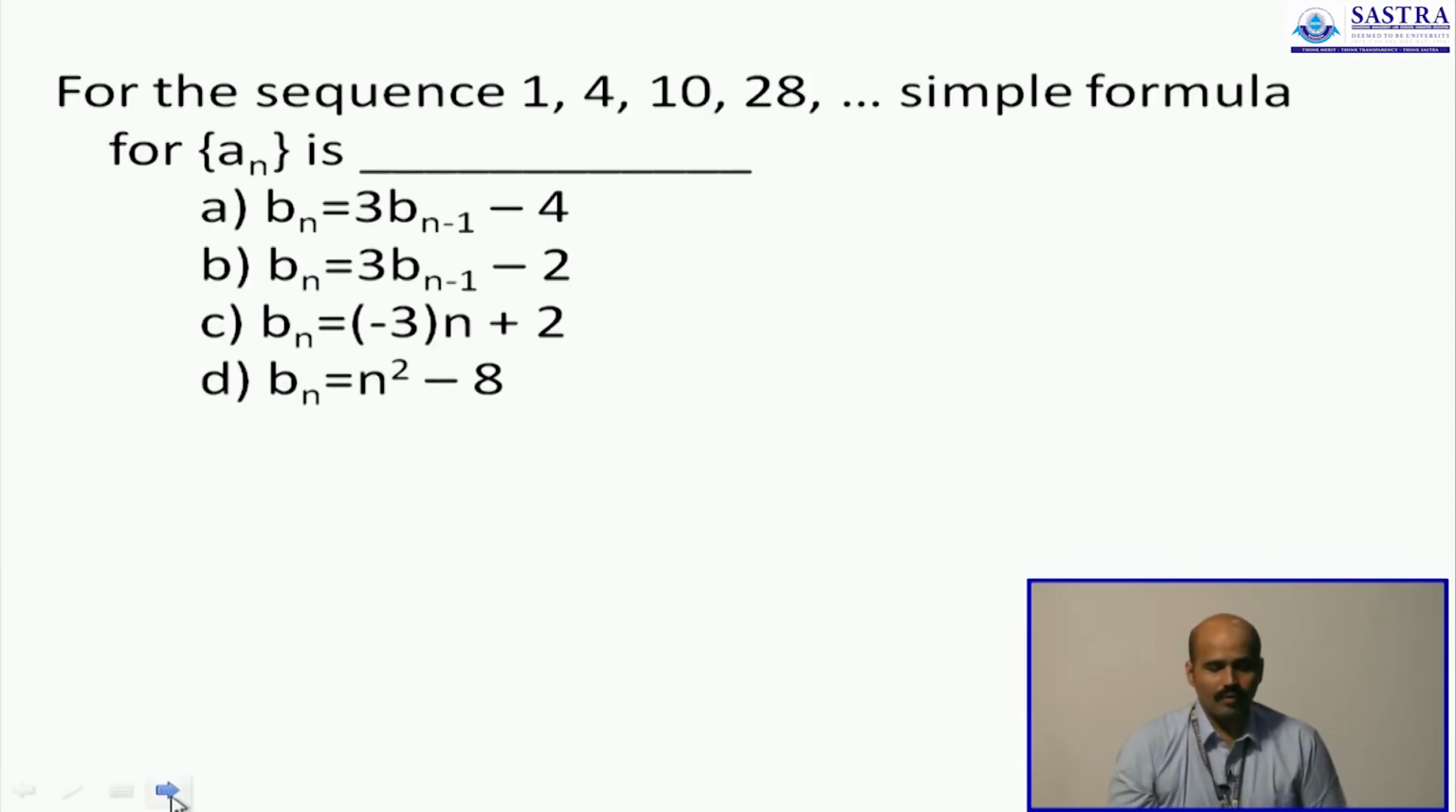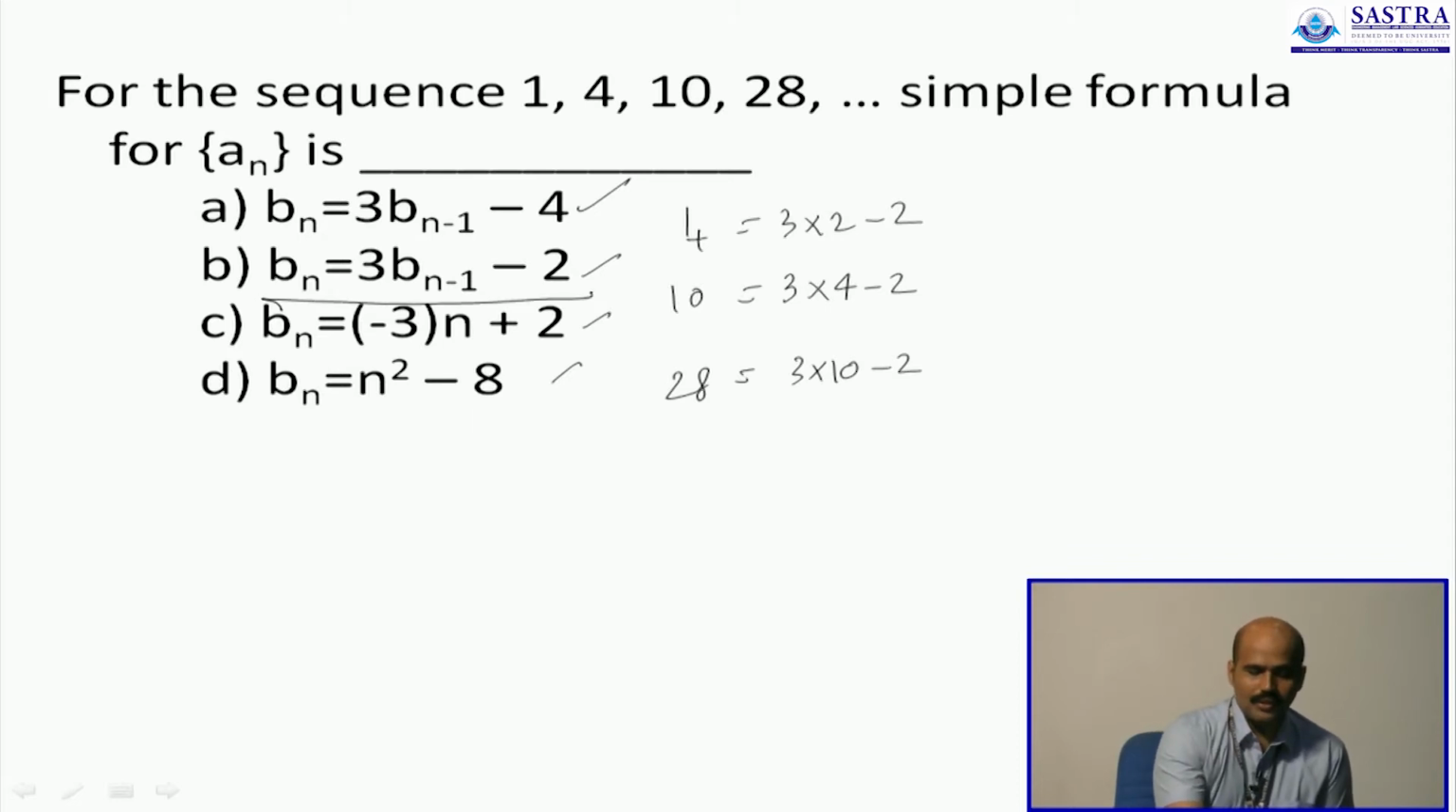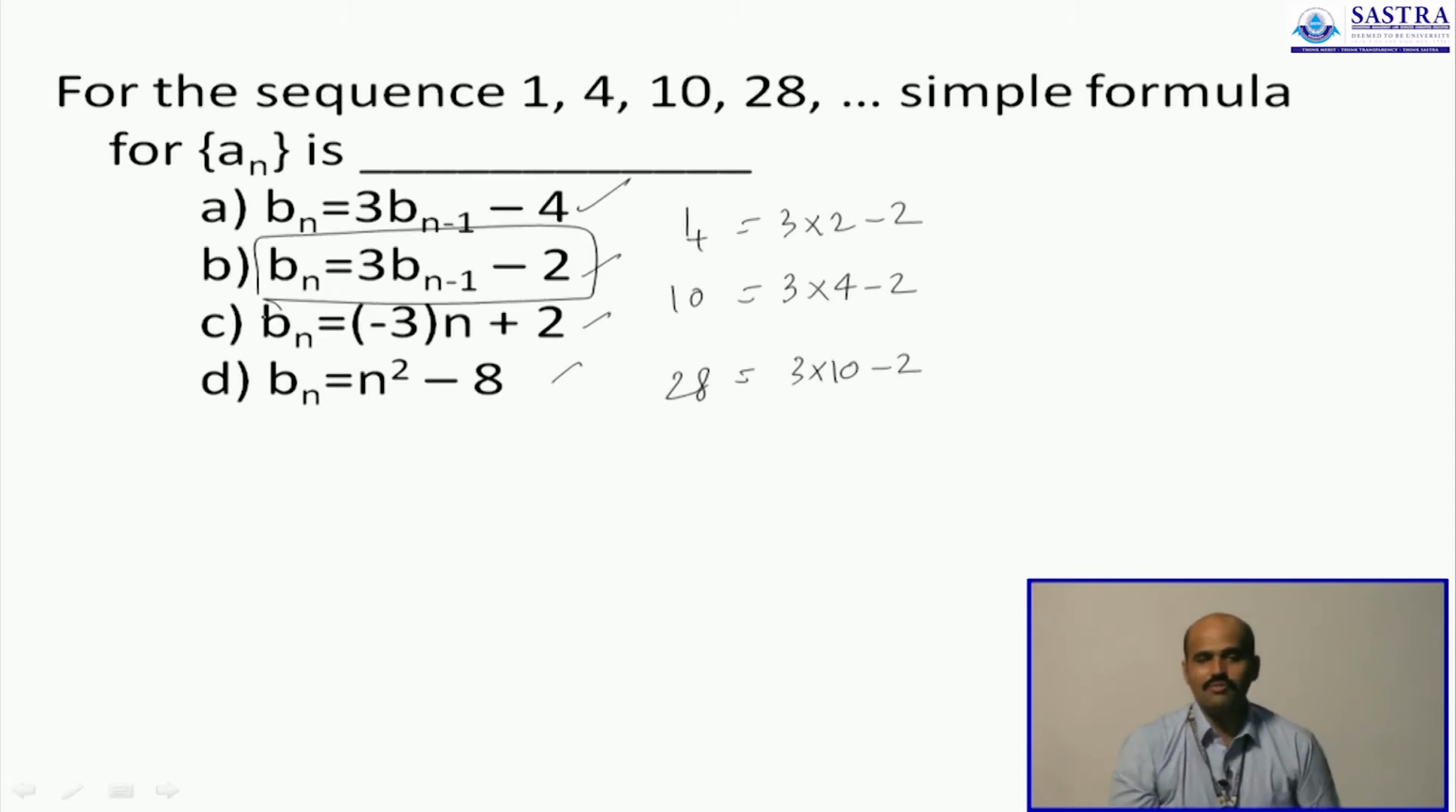Next we are trying to find a simple form of the given sequence 1, 4, 10 and 28. We'll have to guess the answers again. This time we'll do it the other way because 1 goes to 4 and there are a couple of subtractions also involved. So 4 is 3 times 2 minus 2, 10 is 3 times 4 minus 2, 28 is 3 times 10 minus 2. So you will see that it is 3 times Bn minus 2, which fits the bill.